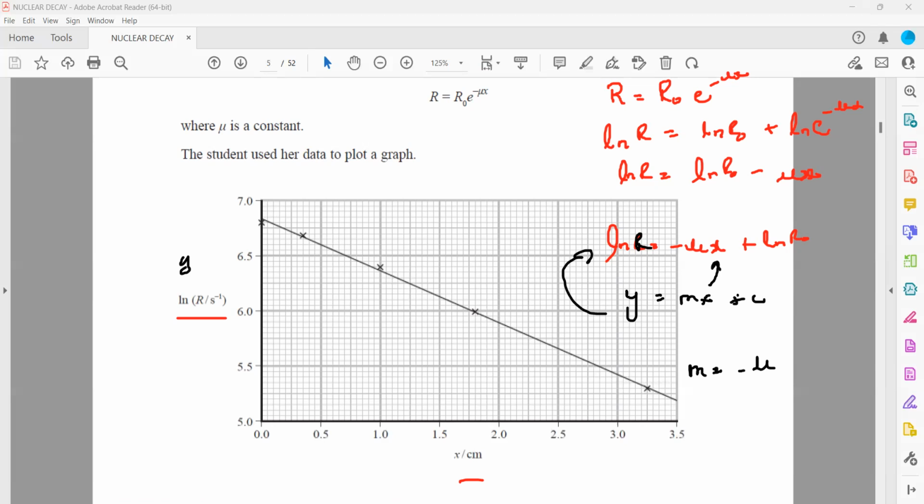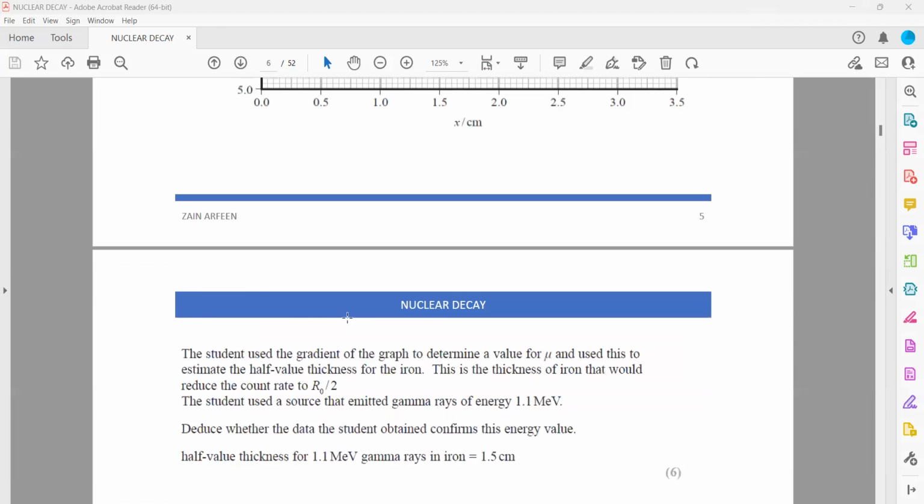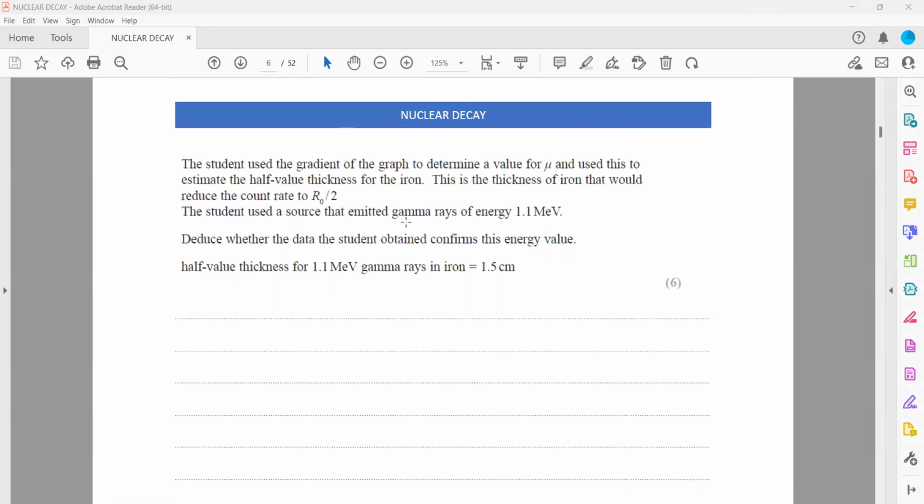So using the gradient, a negative gradient will give us minus mu, and then the half thickness. First we have to find the gradient to get the value of minus mu. For the second part, the student uses the gradient to determine mu, and then uses this to estimate the half value thickness. This is the thickness of iron that would reduce the count to R naught by 2.